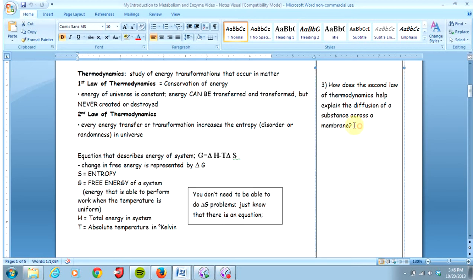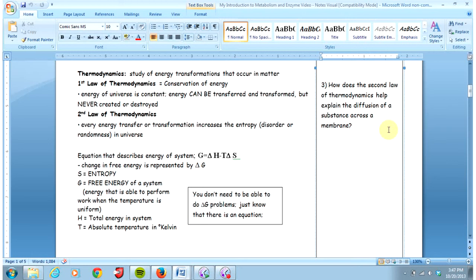In question number 3, we provide another example. We're asking to use the second law of thermodynamics to help explain the diffusion or spreading out of a substance across a biological membrane. So let's say we're talking about your bloodstream, and you have small blood vessels called capillaries that encircle your kidney cells. Now, the role of your kidney cells is to filter out excess water and wastes from your bloodstream and to excrete it. You pee it out.